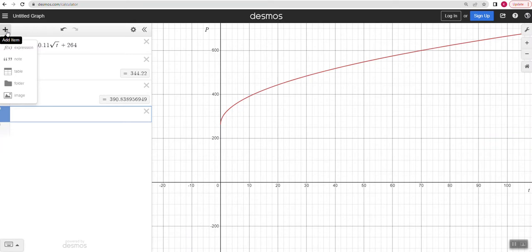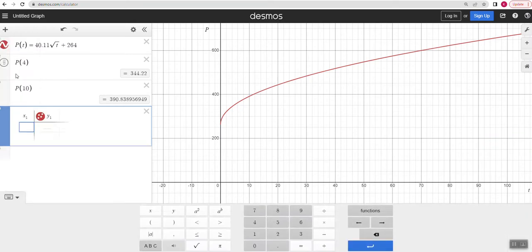So I'm going to add a table. And again, these are my own points. They're not P of t points. So I'm going to leave the x1 and the y1 this time. And I'm just going to type in the points that were in the table that was in your course pack.